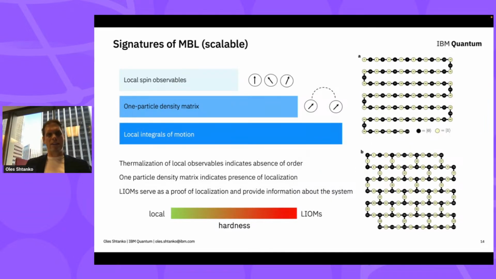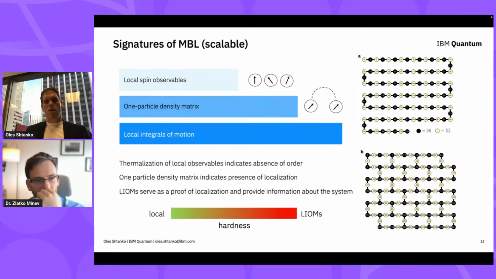So now let's go to scalable parameters. What are scalable measures of MBL? First of all, we can look at the dynamics of local observables. We can look at the dynamics of local spins and see how well they remember the initial state. For example, we can arrange the system in some ordered state where colors correspond to the state of the qubit and see if this order survives. If it survives, it's a good indication of MBL. Not a proof, but a good indication.